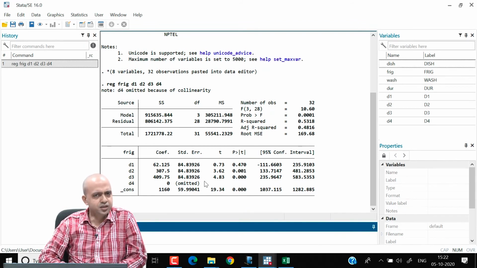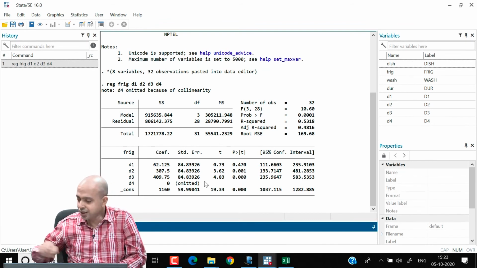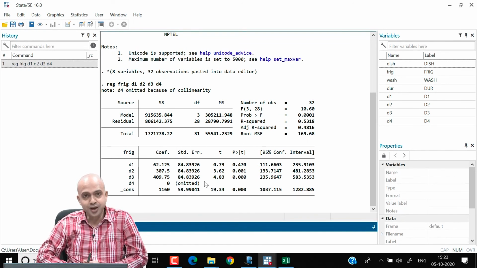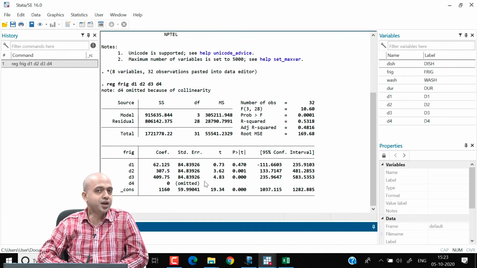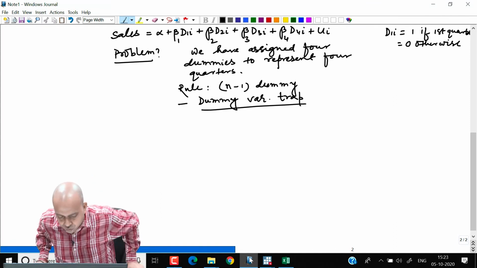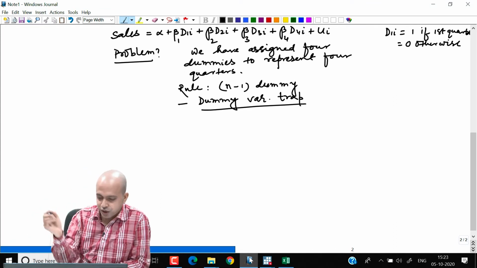Okay, now why is Stata dropping 1 dummy? That means, is there any problem in estimation if we introduce 4 dummies for 4 quarters? To understand that, we have to once again go back to the way we have represented our multiple linear regression model using that matrix algebra. That will make things clear. So you will know what exactly is the problem of dummy variable trap. So for that, we will go back to our model, right?